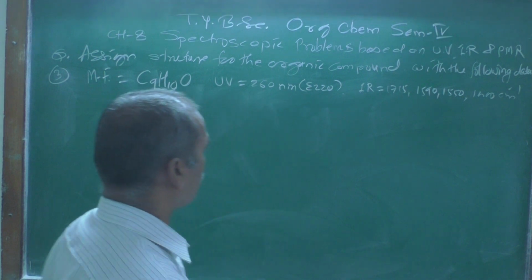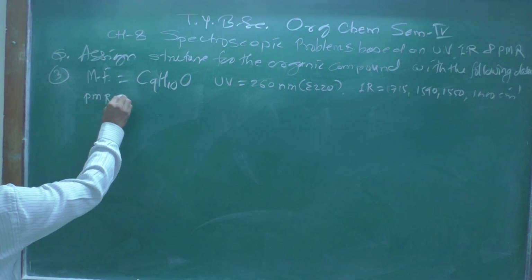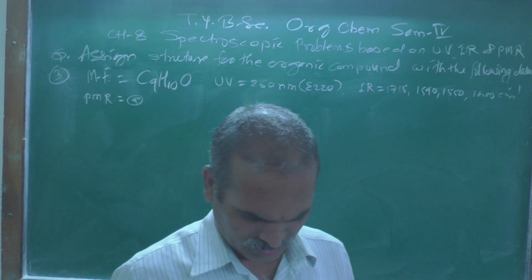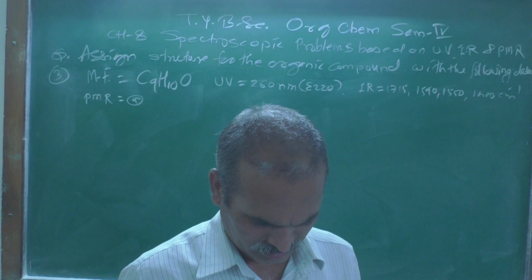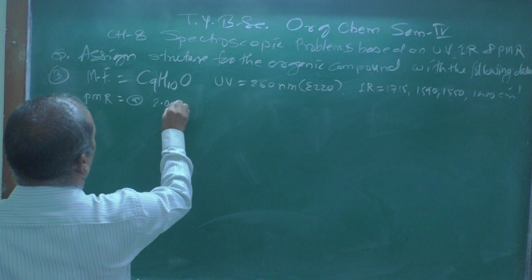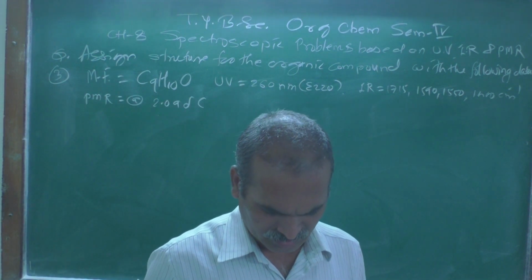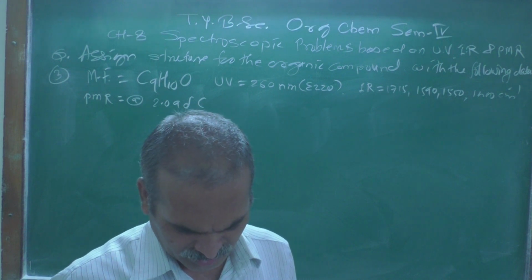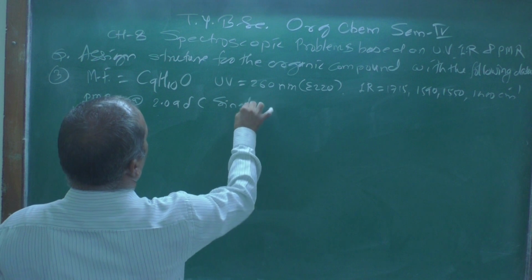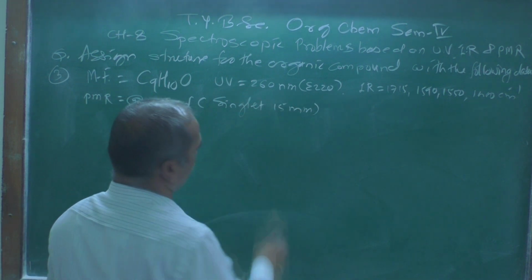And PMR data is also provided. A, which is 2.09 delta, in bracket singlet, 15 mm, integrations are given.